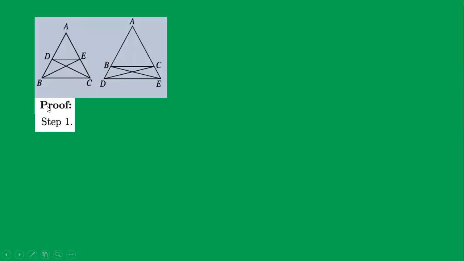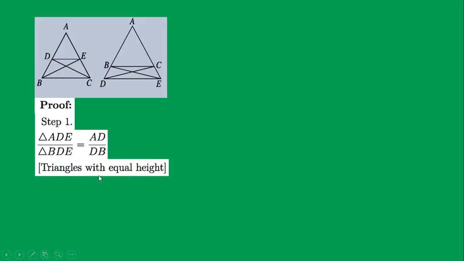Proof. Step 1. Triangle ADE by triangle BDE is equal to AD by DB, as they are triangles with equal height.